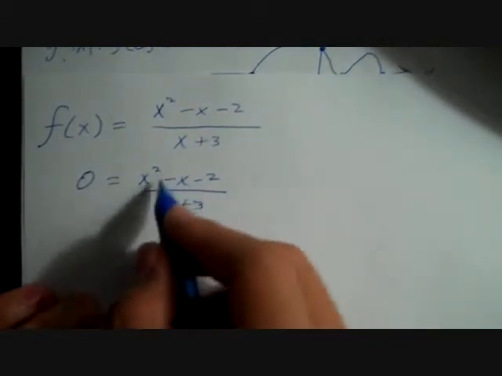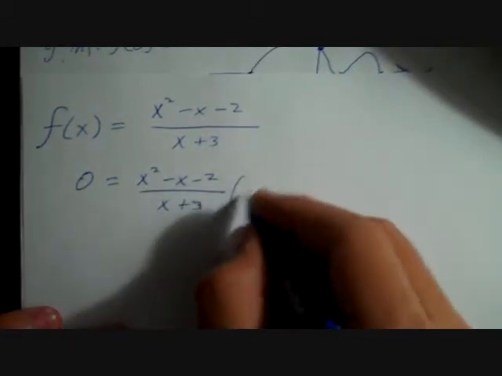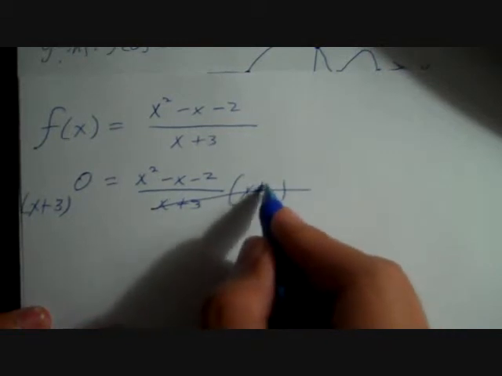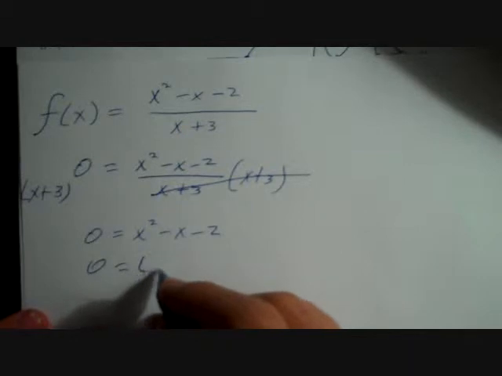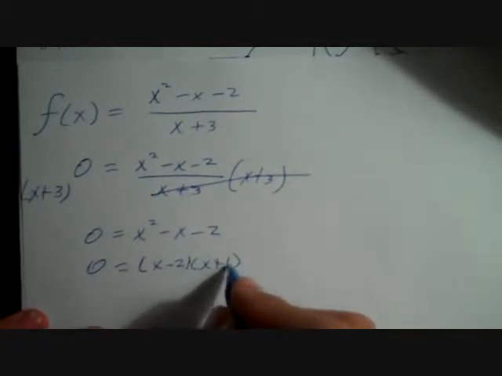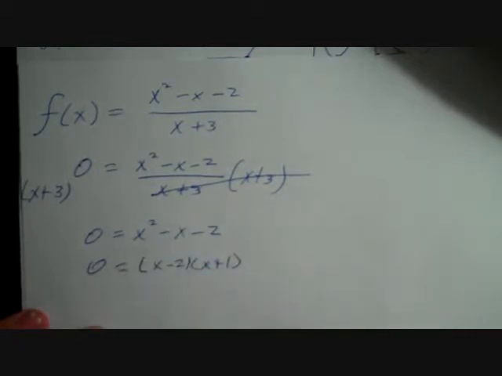Well, what can we do to solve for x? We can multiply both sides by x plus 3. What that does for us is we can cancel these, because we have an x plus 3 on the top and x plus 3 on the bottom. And then what's 0 times x plus 3? That's still 0. So we have x squared minus x minus 2, and we can factor that into x minus 2 times x plus 1. Quick check: negative 2 times positive 1 is negative 2. Good. Negative 2 plus positive 1 is negative 1. Good.